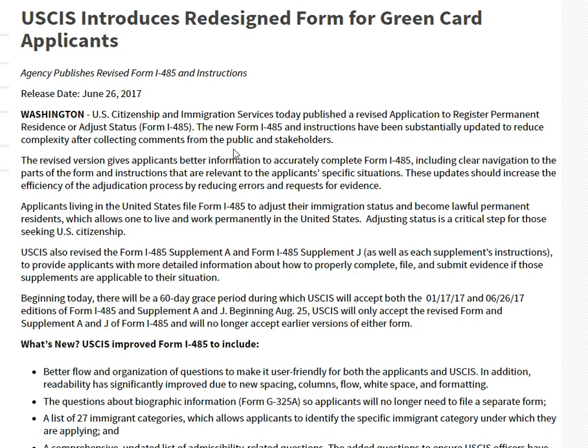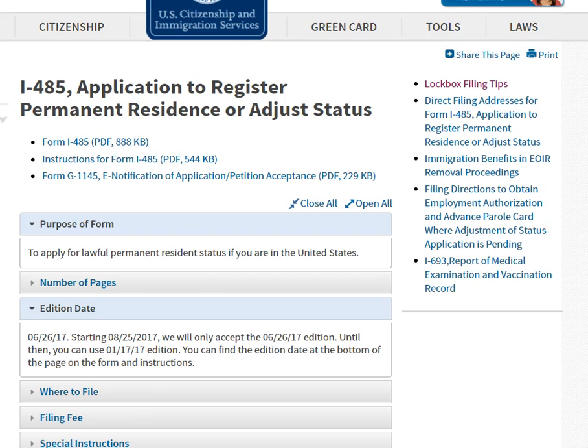I'm here to just let you know that the form, the adjustment of status, has been revised. Now it's different. So let me show you the date. Starting August 25th, they will no longer accept the old form. You will need to use the most recent form.